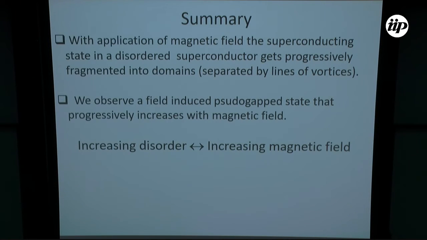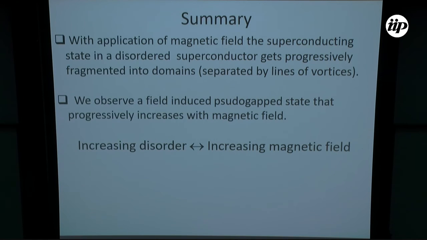Okay, I am done. So the summary is that with application of magnetic field, the superconducting state, in the presence of this strong disorder, gets progressively fragmented into domains. And these domains are separated by these lines of vortices, which completely suppress the local order parameter wherever they are. And we observe a field-induced pseudogapped state that progressively widens with magnetic field. So in a way, increasing disorder is identical, phenomenologically at least, to increasing magnetic field.